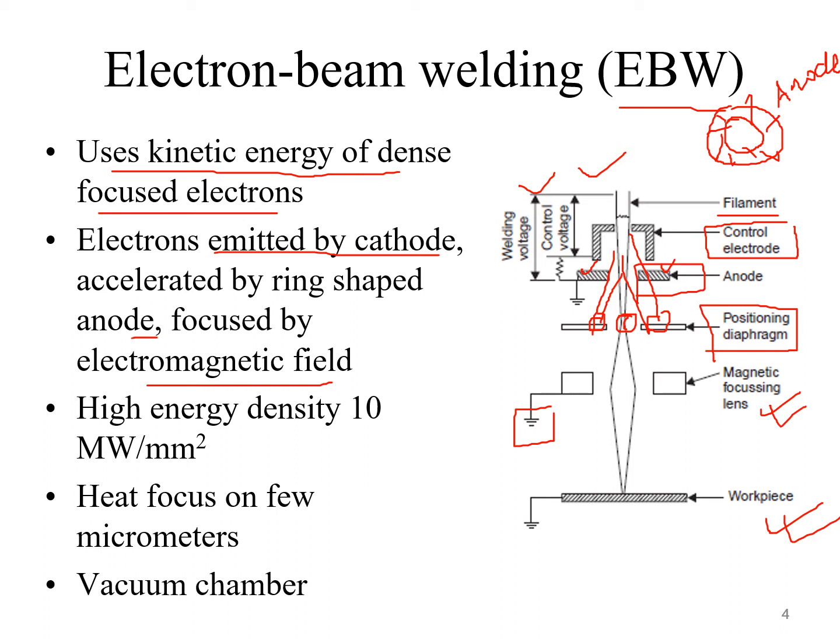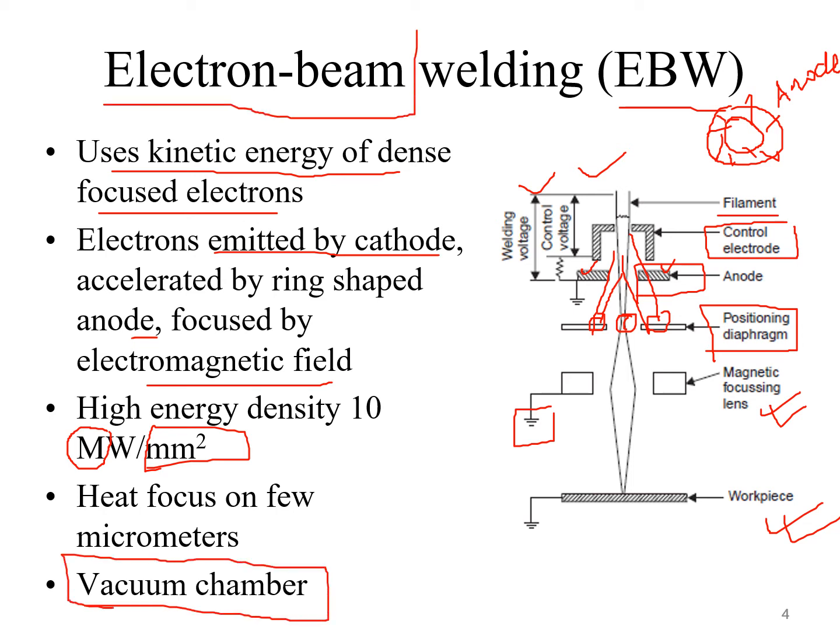High energy density, 10 megawatt. Do not forget, 10 megawatt per millimeter square. Heat is focused on a few micrometers, and you require a vacuum chamber. Why do you require a vacuum chamber? Because it's an electron beam. Otherwise, it will interfere with the atmospheric gases, and then it will ionize those gases, and that would completely interfere with the welding process.